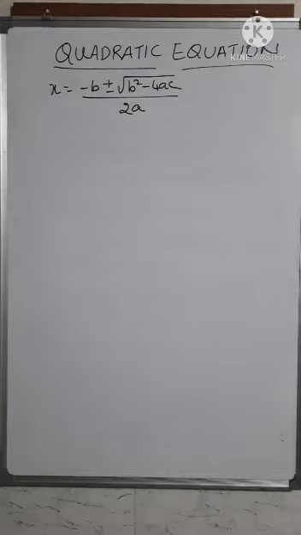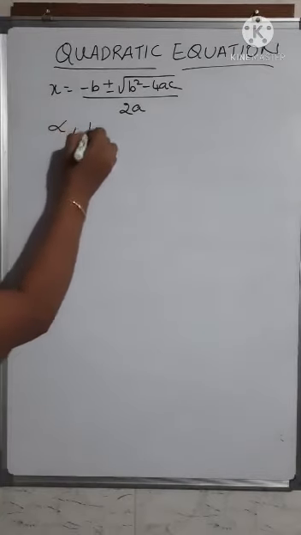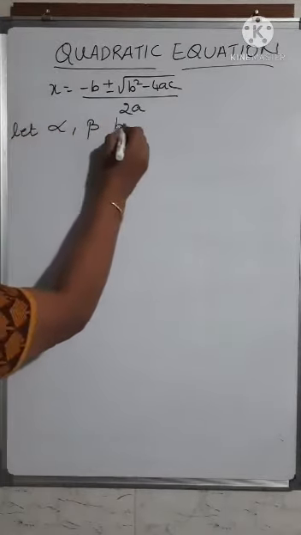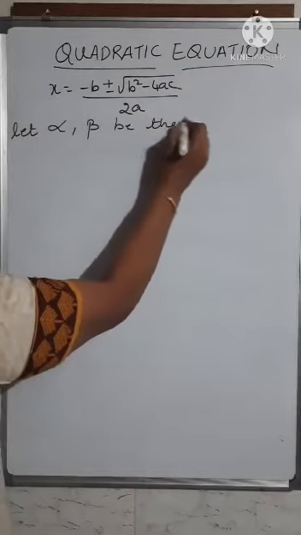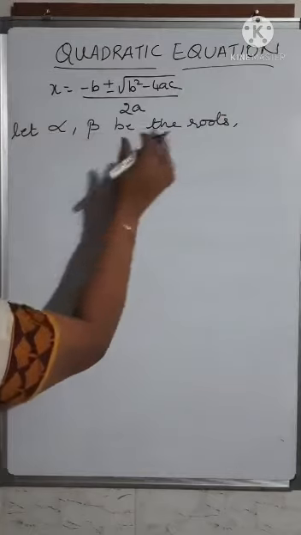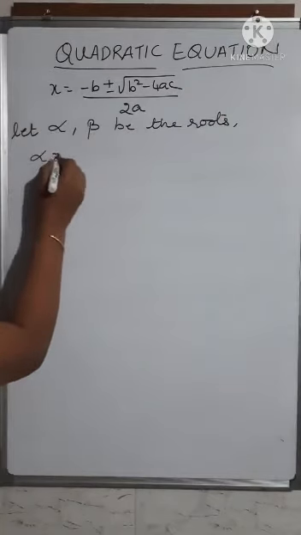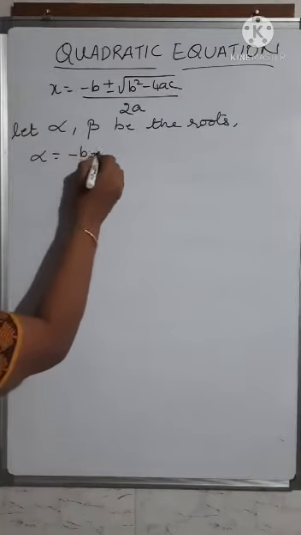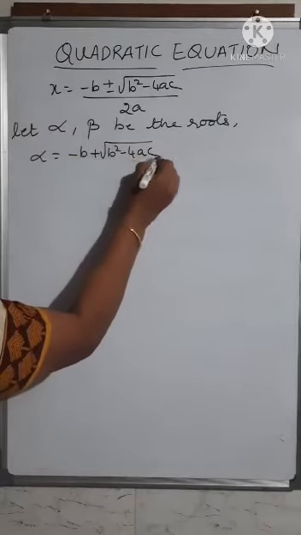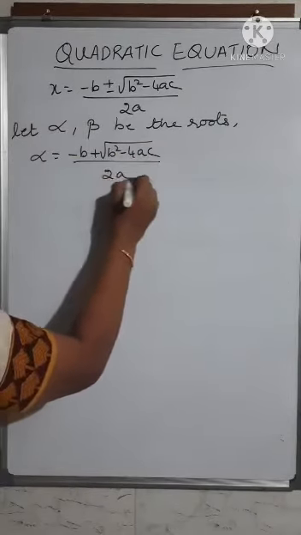Now here every quadratic equation will be having two roots. So those two roots we will consider as alpha and beta. So let alpha and beta be the roots. From this, if you consider alpha and beta as the roots, then you get one root as minus b plus root b square minus 4ac upon 2a. So this is one root.